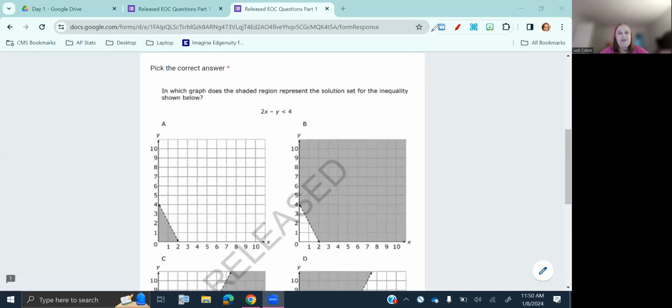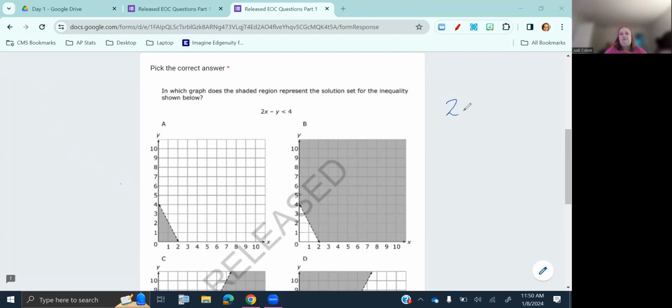Okay, number one here requires us to not use a calculator. So when you're doing the EOC, you will not have access to a calculator for this question. It says, in which graph does the shaded region represent the solution set for the inequality? Now, if you're talking about a graph, always solve for y first, okay? So you always want to make sure that you solve for y.